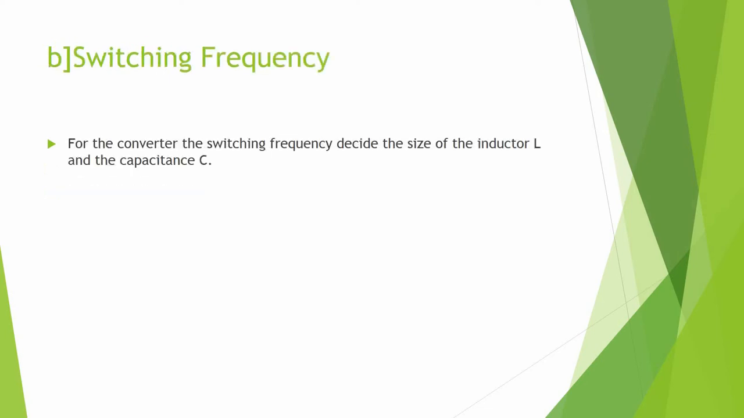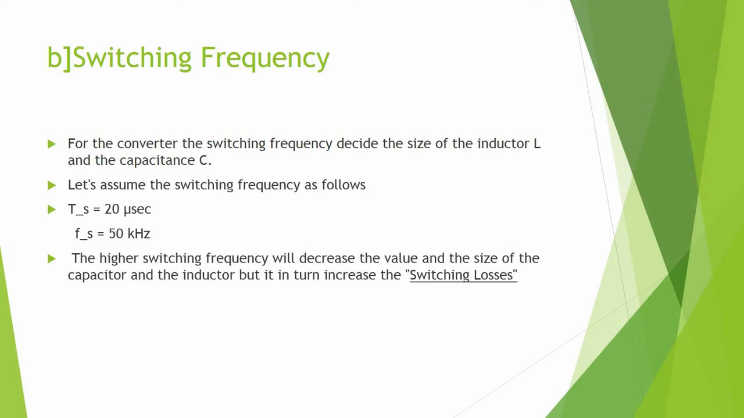Next thing is suggesting a switching frequency. So before deciding the switching frequency, we have to consider some parameters. The size of the inductor and capacitor depends upon the switching frequency. The higher the switching frequency, the smaller the inductor and the capacitor size. And we also have to consider the switching losses in the power electronic switch. So higher the switching frequency, higher the switching losses. So based on these two parameters, we can decide the switching frequency of the converter. Here we have taken the switching frequency as 50 kilohertz.